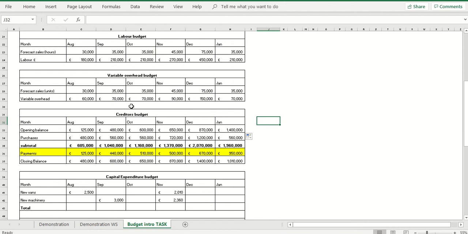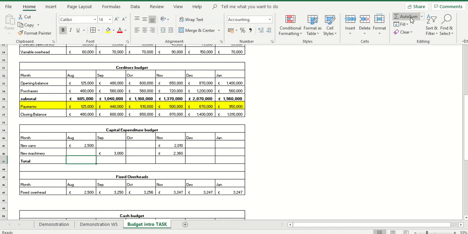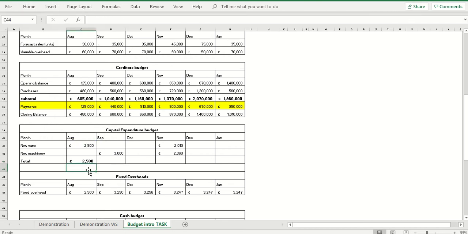Okay, so that's our creditors budget. Down here we've got a couple of other budgets, a capital expenditure budget and a fixed overhead budget. The capital expenditure budget is how much you would expect to buy each month of machinery, for example. Let's just add them all up. We can go up here, click AutoSum, and drag it across. So here we've now got an idea of how much we expect to spend each month.